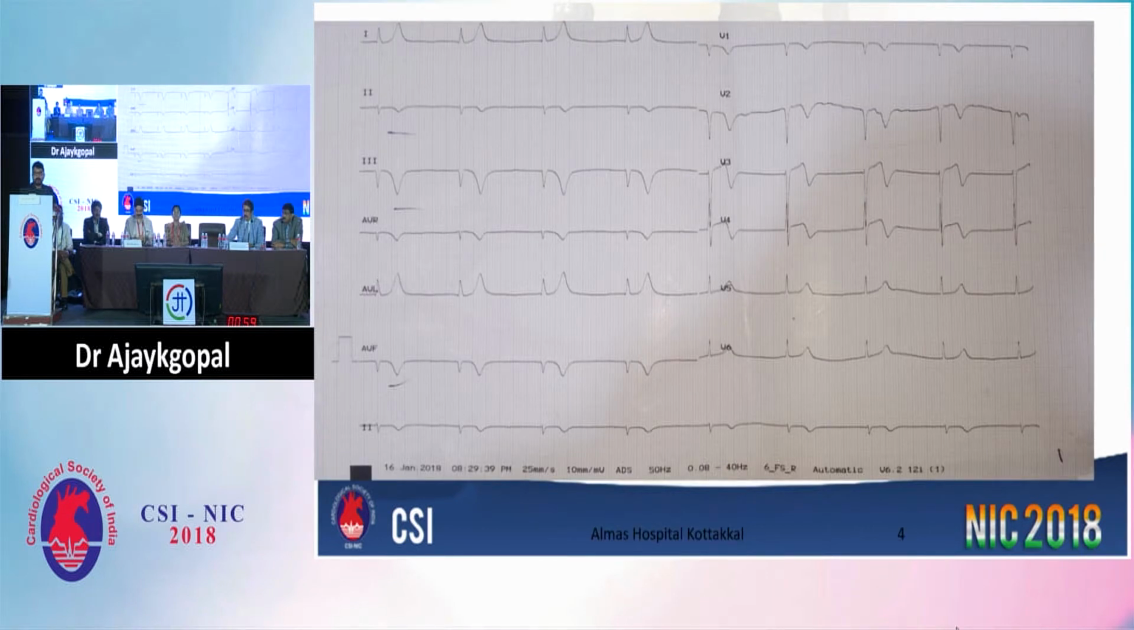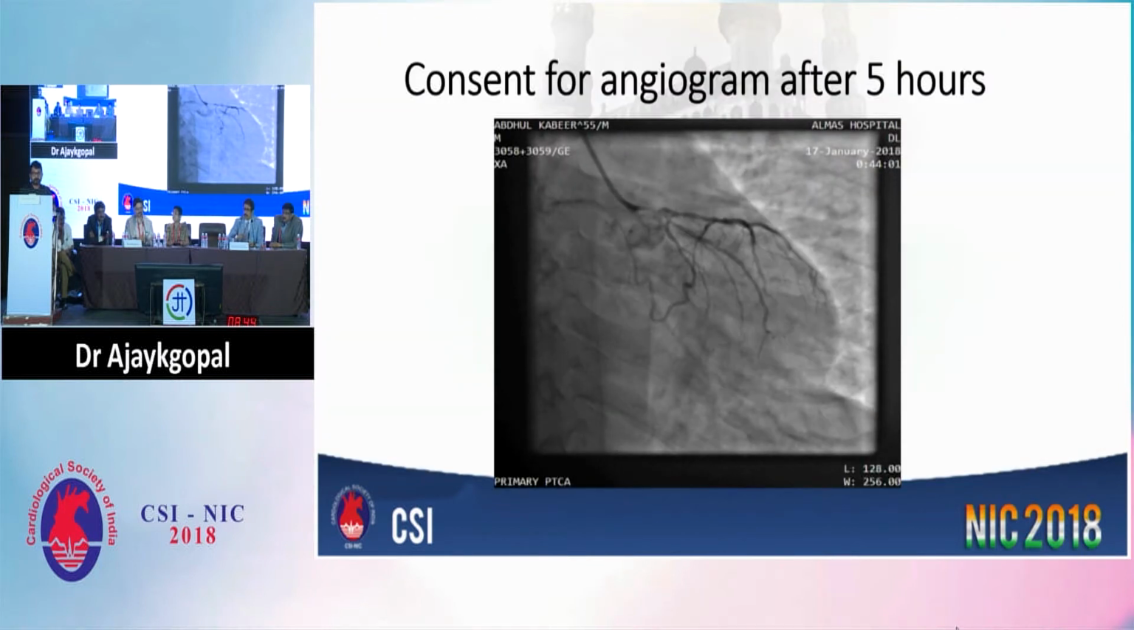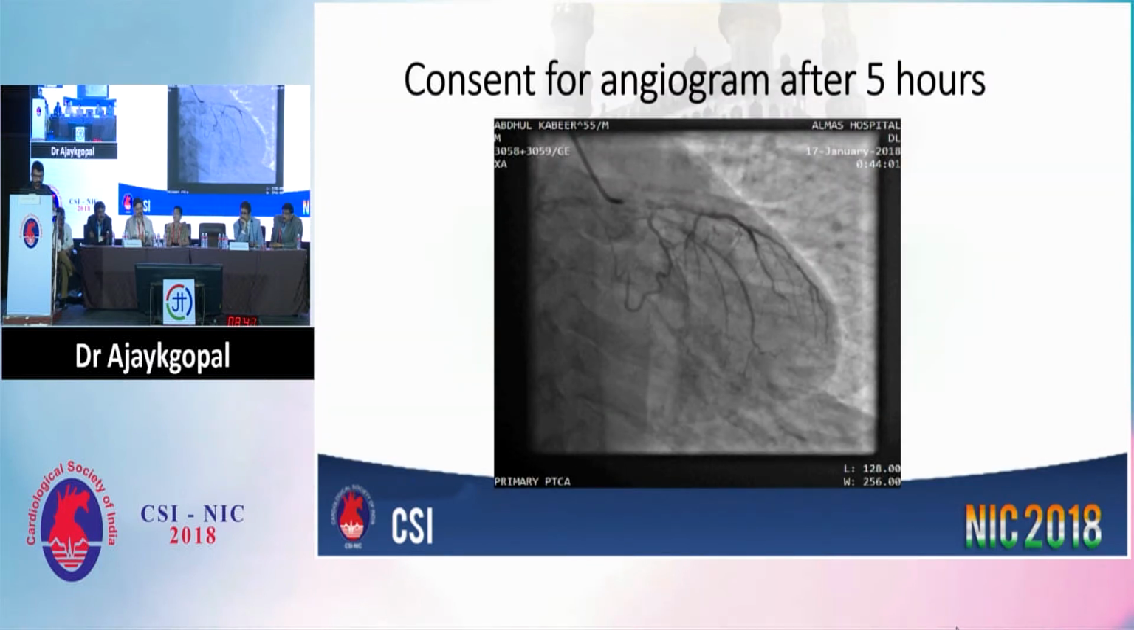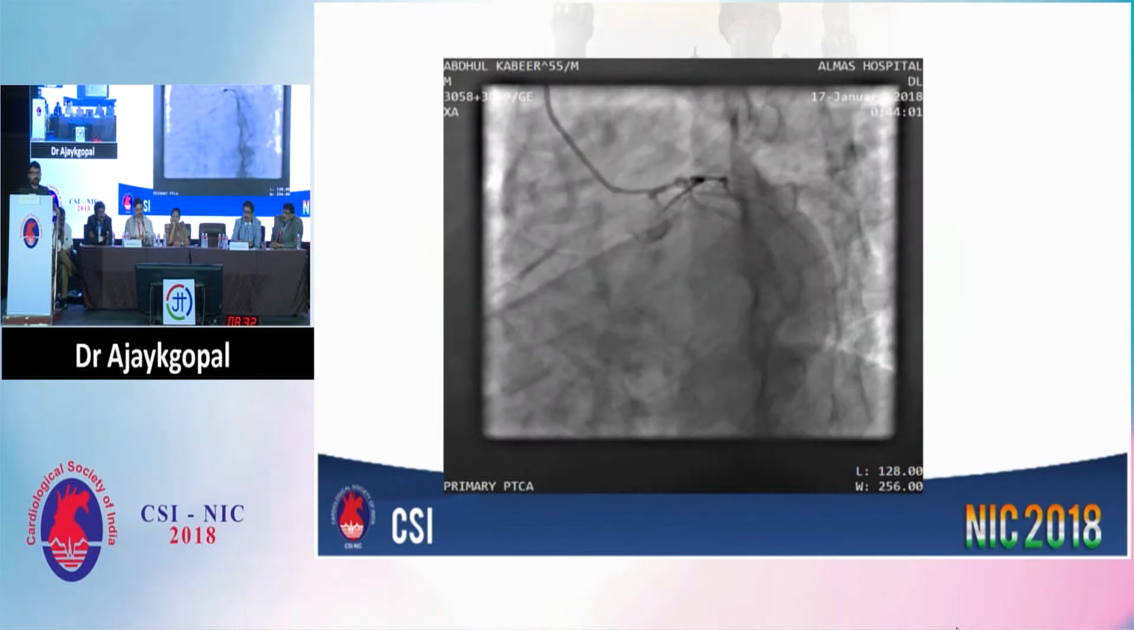This was the ECG when he came to the casualty, showing anterior wall STEMI in junctional rhythm. We gave him the option of angioplasty as well as thrombolysis. They were not ready for thrombolysis because his neighbor had recently expired because of an intracranial bleed post lysis. So he was in ICU, and after 5 hours of admission, he was started on heparin. After 5 hours, they consented for an angiogram, and this is the angiogram.